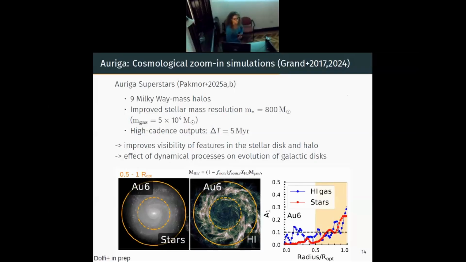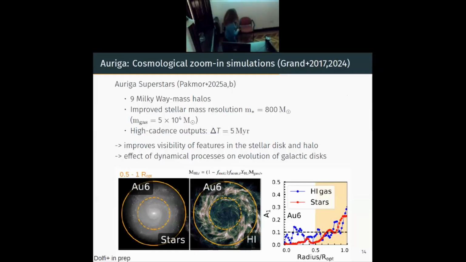In this work, for this reason, we've used the Auriga simulations, and in particular the Auriga Superstars simulations, which simulate a subsample of 9 Milky Way mass halos with a higher stellar resolution and with higher snapshot cadence. The higher resolution improves the visibility of features and structures within the disk and the halo, along with a better sampling of the gravitational potential, and the snapshot cadence allows us to better study how different dynamical processes can affect the properties and structure of the disks.